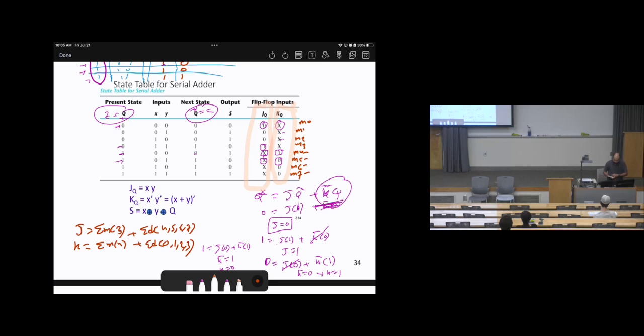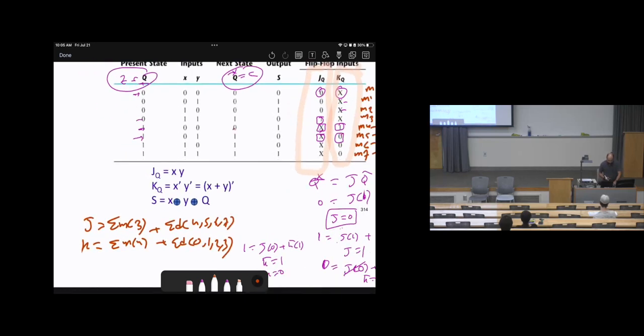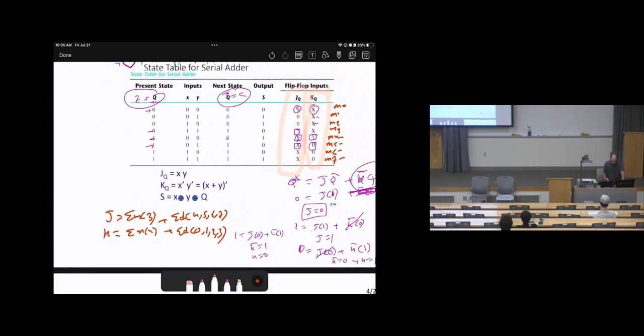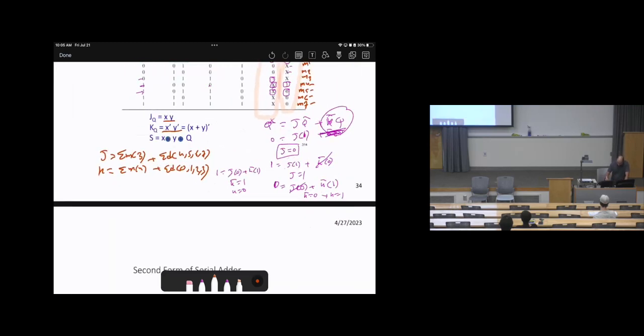Now, how can we simplify this in K-maps? So the final format should be XY, this one should be X bar, Y bar. How do we get this? Let me draw the current K-maps. K-maps for 3 variables.